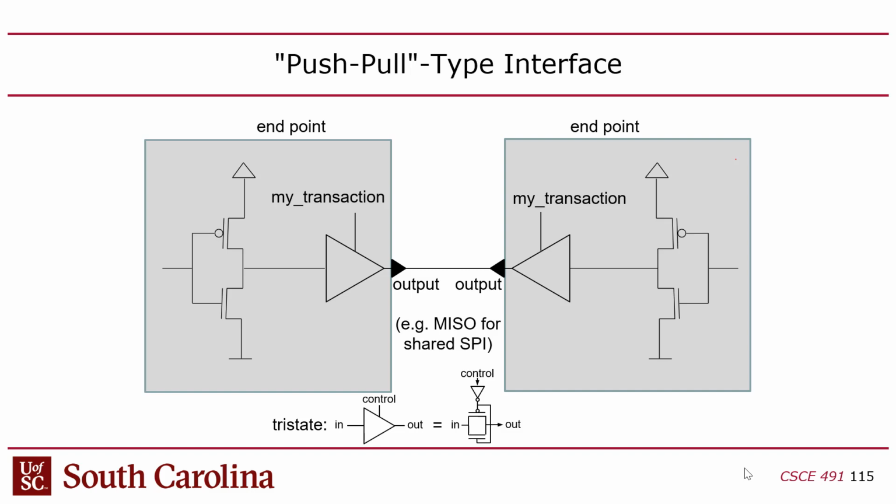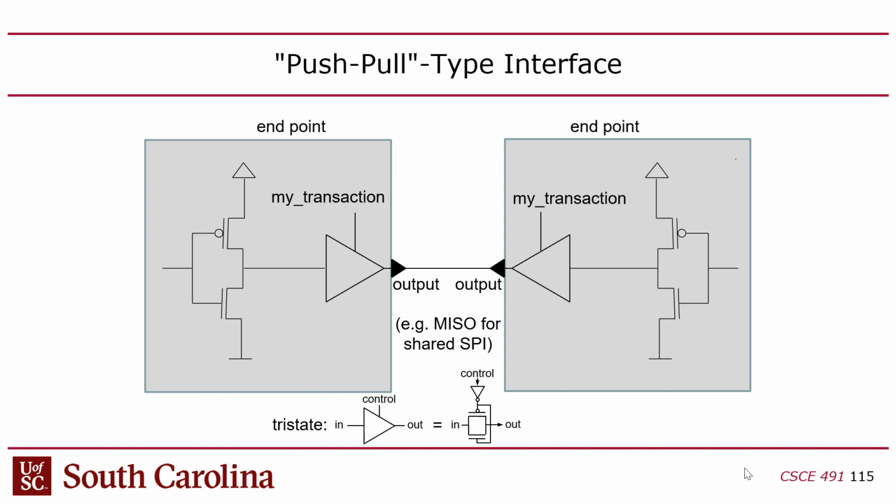So that's what this transmission gate is. It's two transistors along with an inverter, so four transistors in total. And it would allow you to create a buffer in which you have a control input that turns it off, that disconnects it, right? So in principle, you could have two MISOs.